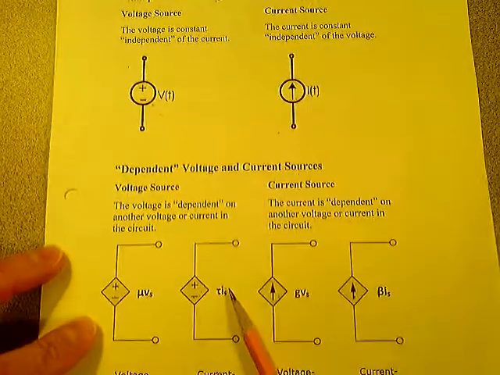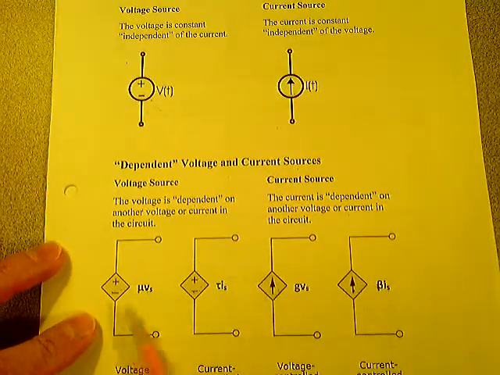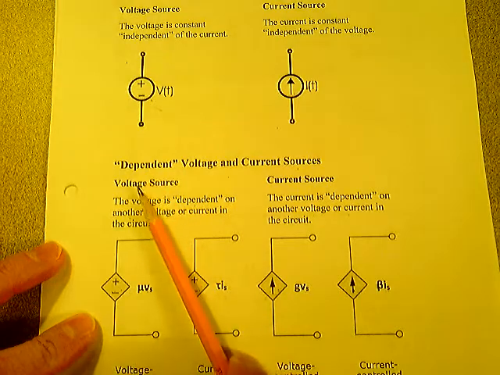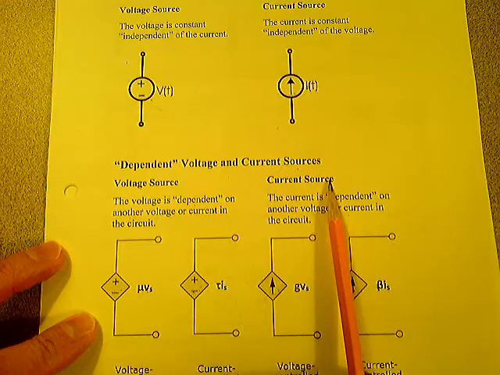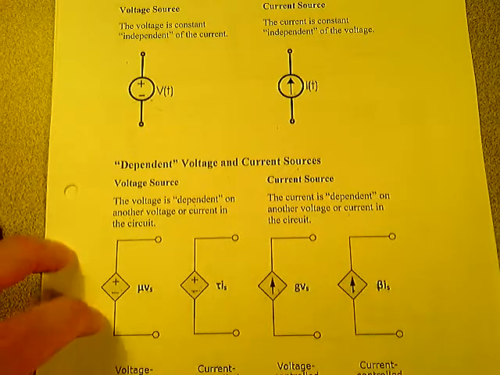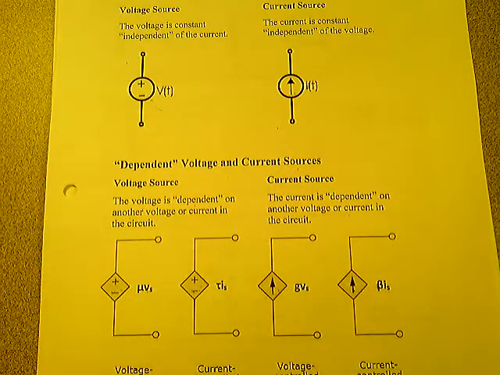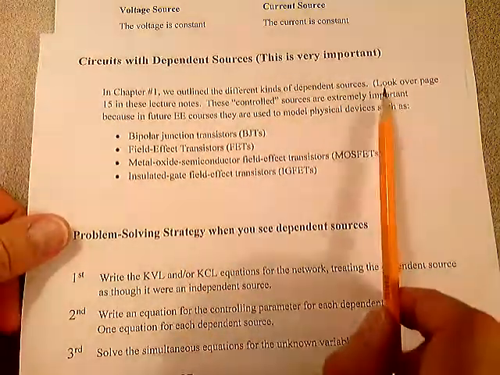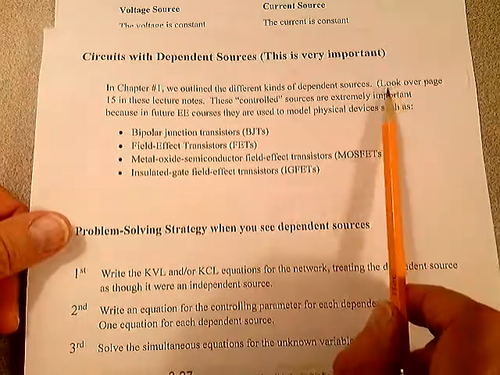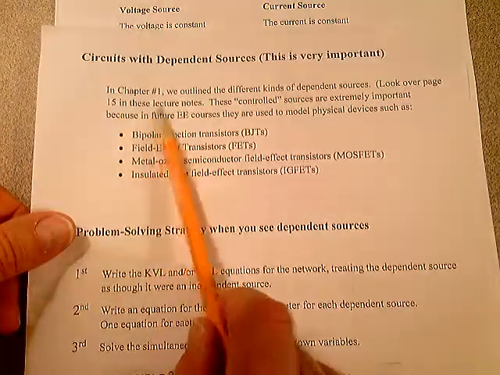These are very important. There's two different types of dependent voltage sources, and there's two different types of dependent current sources. Now, these are so important that we mention them a couple more times in the course. Back on page 38, we're going to refer back to this page. And what it's going to say here on page 38 is look over page 15 in these lecture notes.